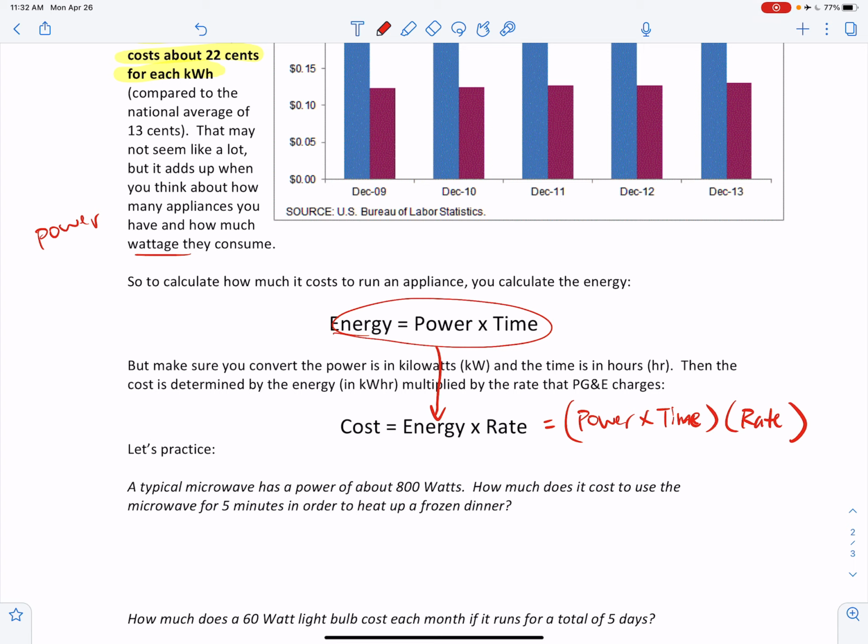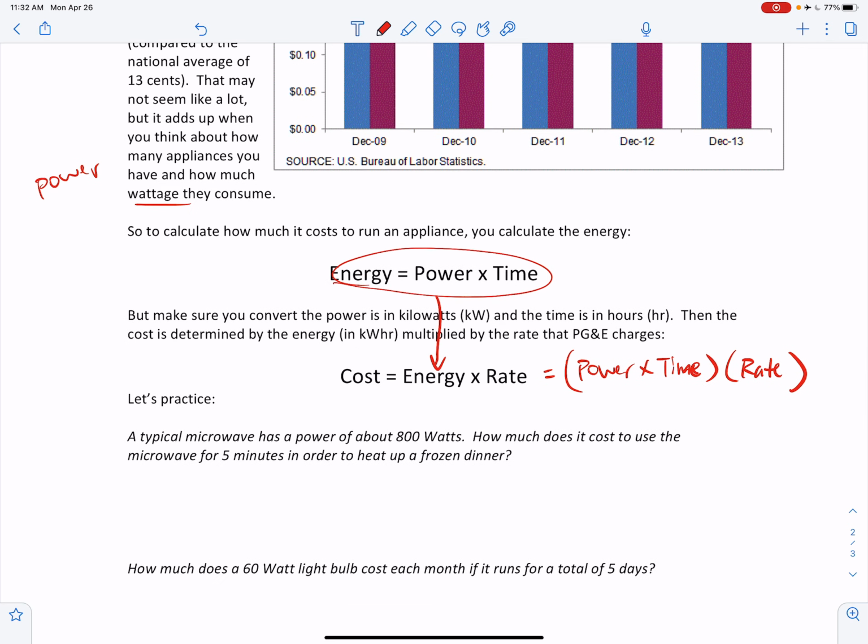Essentially, it's just dimensional analysis. We're going from one dimension to the next. And so I'm not going to use this specific formula that cost is equal to power times time times rate, as much as we will see that flesh itself out in a dimensional analysis problem.